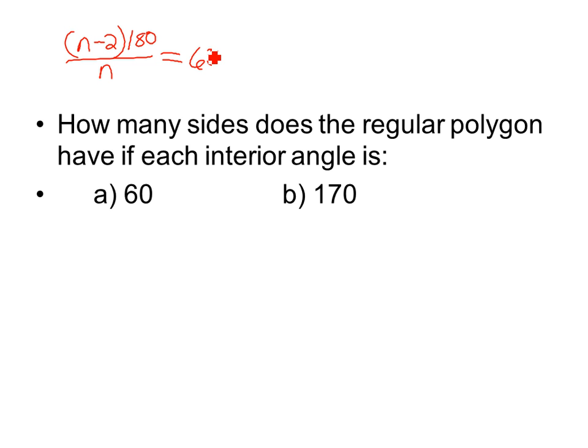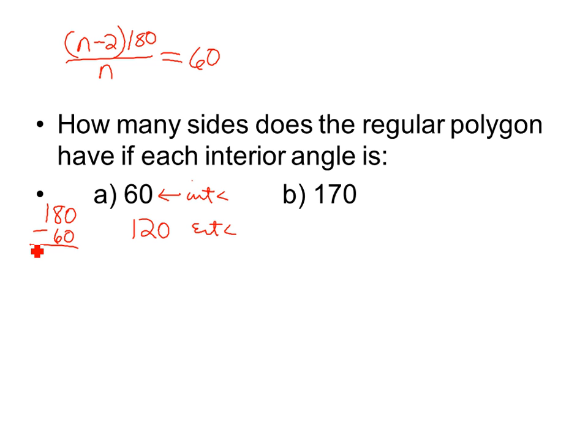All right? And this isn't really all that difficult. All you've got to do is multiply both sides by n to get rid of the fraction, then distribute out and solve it algebraically. But an easier way, if each interior angle is 60, what's each exterior angle? 120. How'd you get that? Because each two angles should equal 180. The interior angle and exterior angle should add up to be 180, so you just take 180 minus 60, and you get 120.